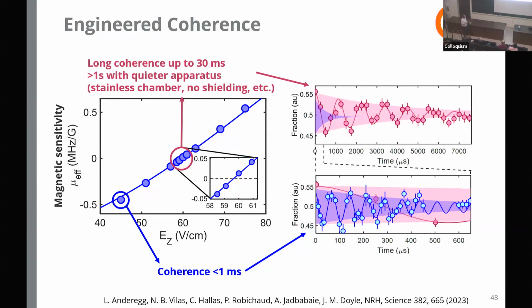And with just some very standard tricks to reduce the magnetic noise, we think that you can push this fairly straightforwardly to the second scale and beyond to do very long coherence time, very sensitive measurements.